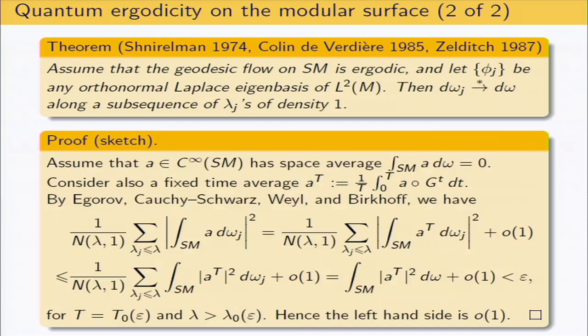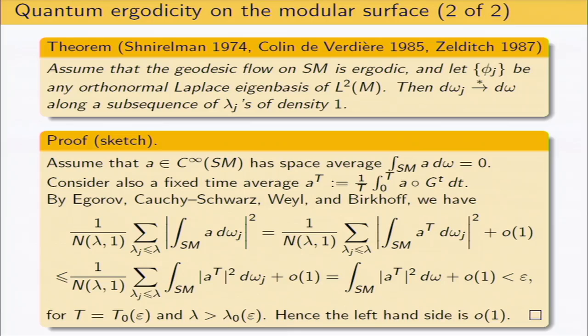And here is the proof again. Try to make it as informative and as concise as possible. Namely, let's take a symbol A. Without loss of generality, we can assume that its space average is 0, because you can always subtract the space average. And then we want to show that when we integrate this symbol against the Wigner measures, almost all of them tend to 0. Well, there is a subtlety here that I will mention at the end, but that's our principal goal.